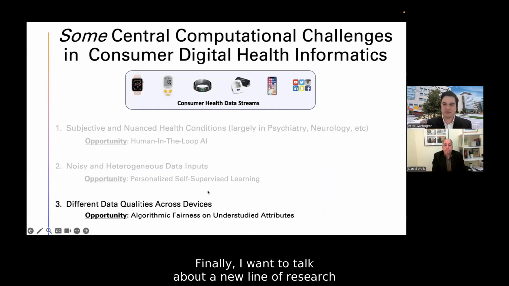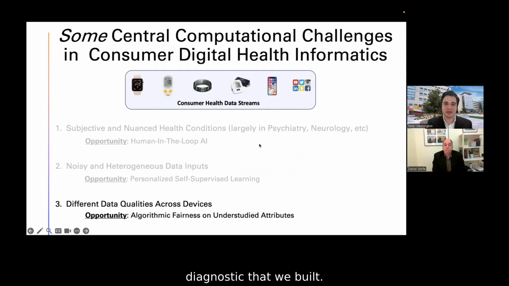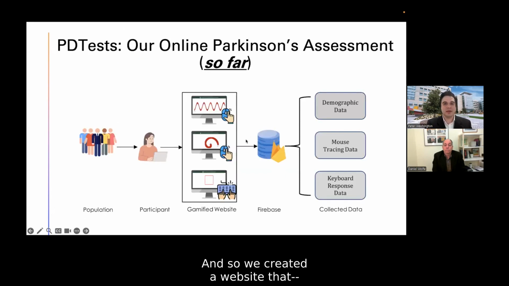Finally, I want to talk about a new line of research that I'm working on, which is the different data qualities across devices. And in particular, in the context of a digital Parkinson's diagnostic that we built. And so we created a website that it says gamified here.